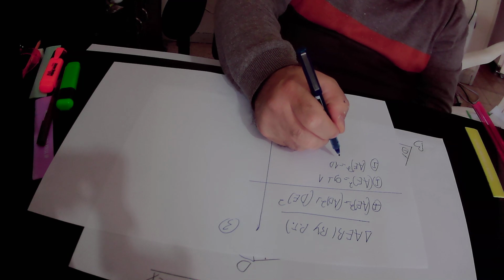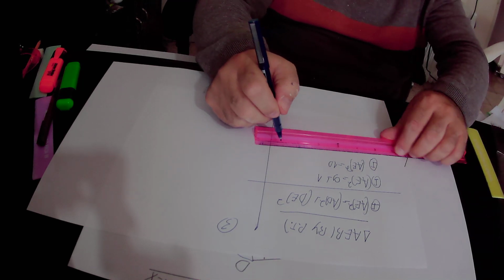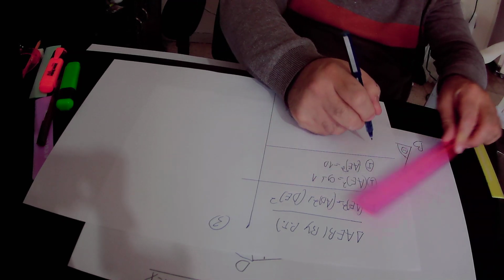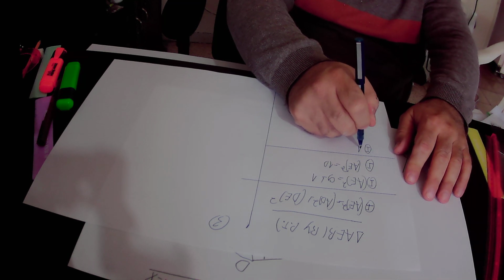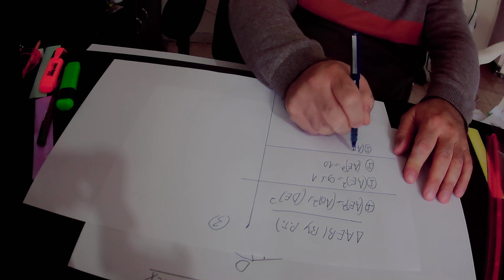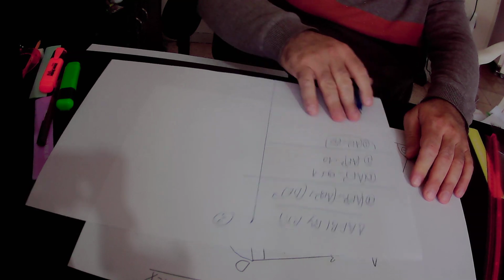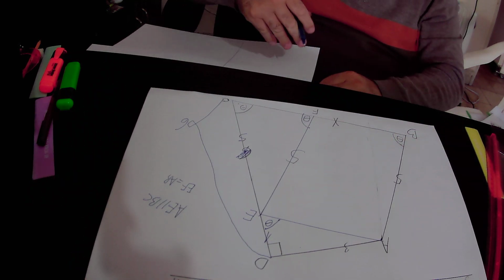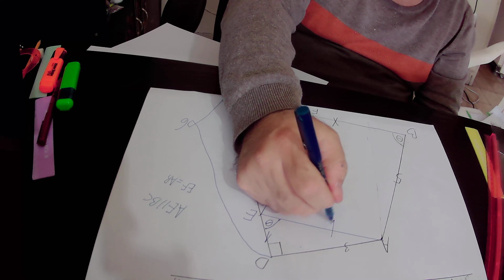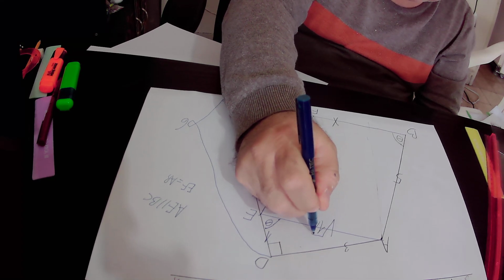Here we take a root out of equation number 1, and we get that AE, according to equation number 1, equals the square root of 10 units. So we can write down that AE equals the square root of 10 units.